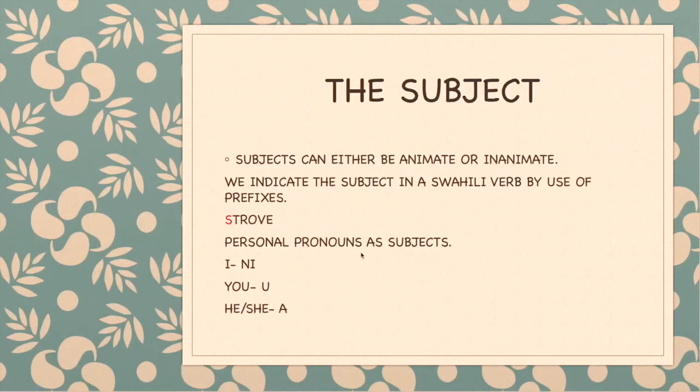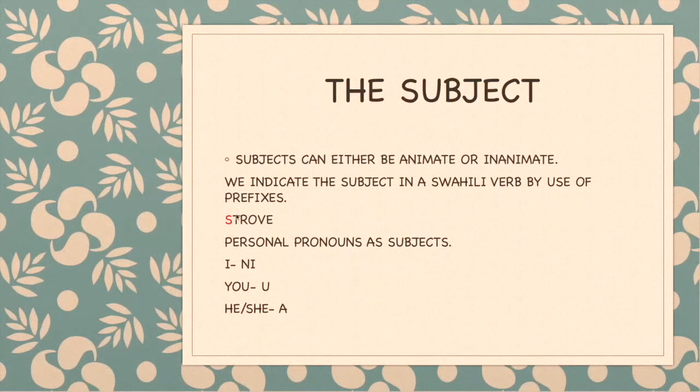Subjects can either be animate or inanimate, but for today's lesson we're going to be focusing on animate subjects, in this case people, and we're going to be using personal pronouns as subjects. Often when you're starting to learn a language, you want to be able to talk about yourself, address somebody else, and talk about somebody else. So we're going to look at I, which is indicated by ni, then you, which is indicated by u, and then he or she, which is indicated by a.